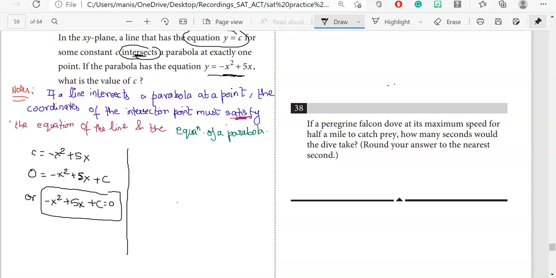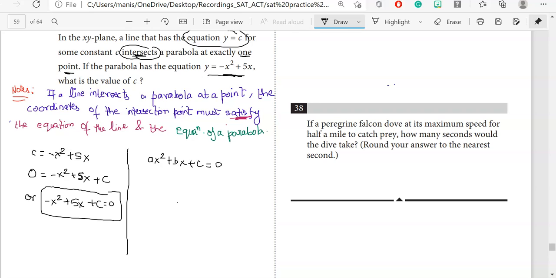Now the solution to this quadratic equation, when we solve it, gives you the value of x, or the x coordinate of the point of intersection. It has been given to us that the line and the parabola intersect exactly at one point. So when it says exactly one point, this means our standard equation ax square plus bx plus c equal to 0, the standard form of a quadratic equation, must have exactly one solution.